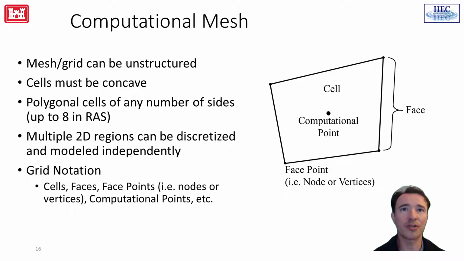HEC-RAS uses an unstructured polygonal mesh. The polygons or cells consist of sides or faces connected by face points, better known as nodes or vertices. Cells can have up to 8 faces. Cells must be convex. Multiple 2D meshes can be run together or independently. Each cell has a computation point which may or may not be the same as the cell centroid. In version 6.0, the computation point is only used for mesh generation and editing, and is not used in the model computations. Instead, the cell centroid is used in the computations.